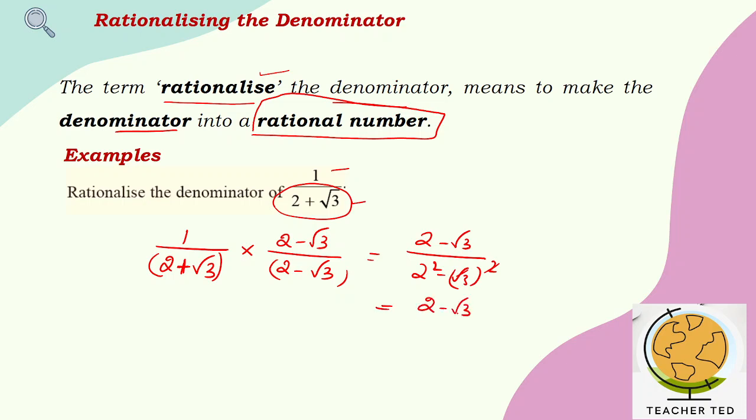Numerator becomes 2 minus root 3. Denominator becomes 4 minus 3, that is 2 minus root 3 divided by 1. The answer is 2 minus root 3 because 4 minus 3 is 1. Here, you can observe that this is the denominator. We have completely changed the denominator from an irrational number to a rational number to simplify in a better manner. So this is how the rationalization occurs.